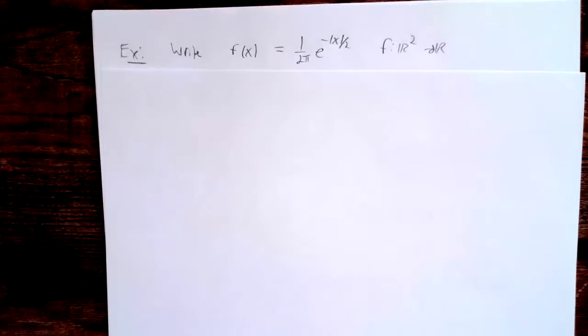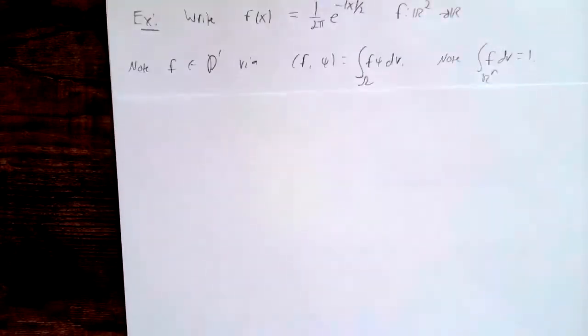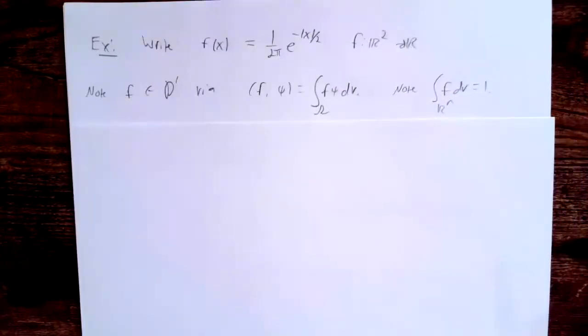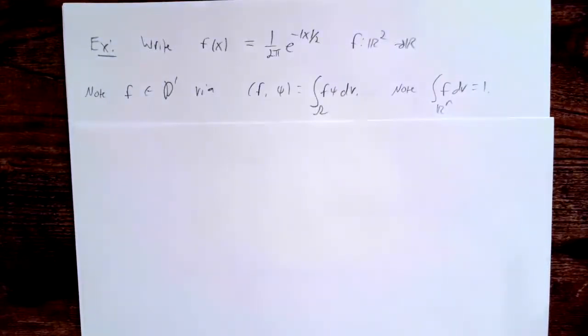So for example, let's consider the function f of x equals 1 over 2 pi times e to the minus length of x over 2. So this is a function from R^2 to R. And of course, that length of x means the square root of x1 squared plus x2 squared. And I'll note to you that f is a distribution. You can think of f as a distribution with the following formula, that f applied to psi is just the L2 inner product.